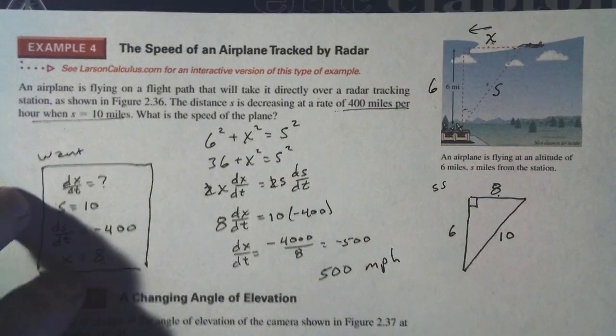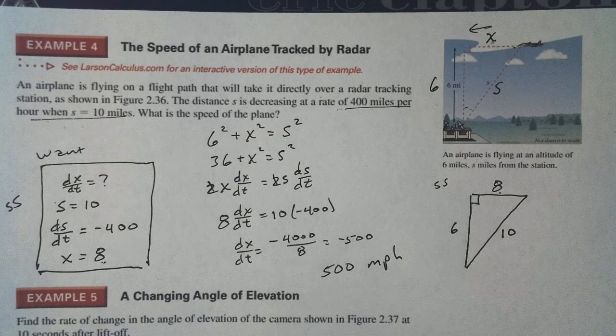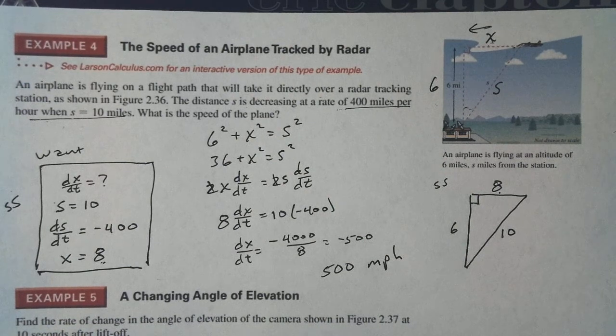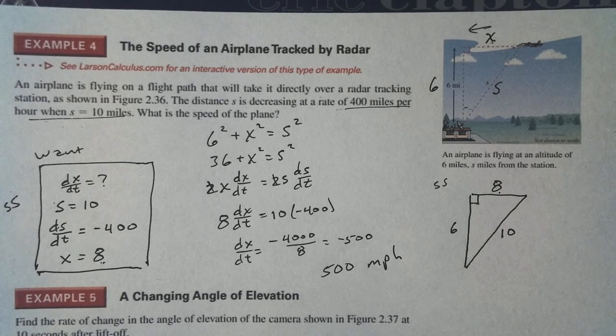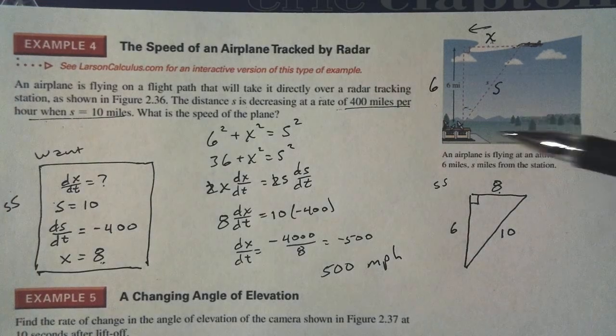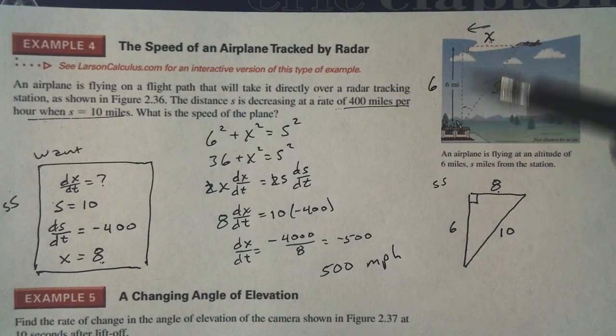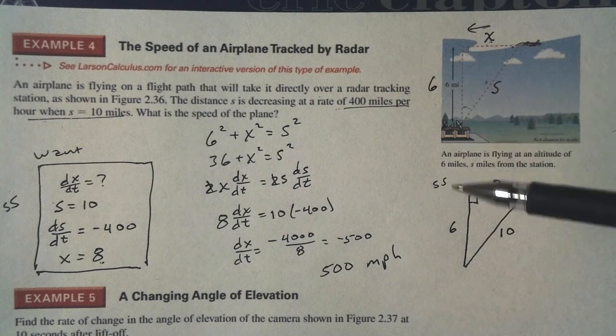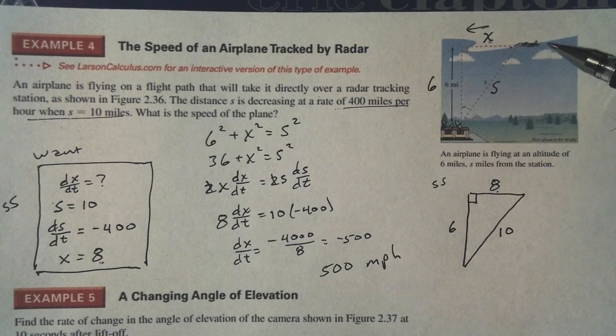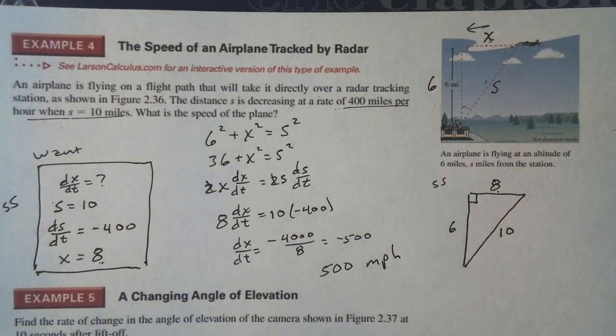You need to be careful on when we want to interpret things as a negative, as a positive. It's based on what the equation is, or what the question is. If it said how fast is the distance to straight above the tracking tower, how fast is that changing? It would be negative. But how fast is the plane moving? 500 is positive.